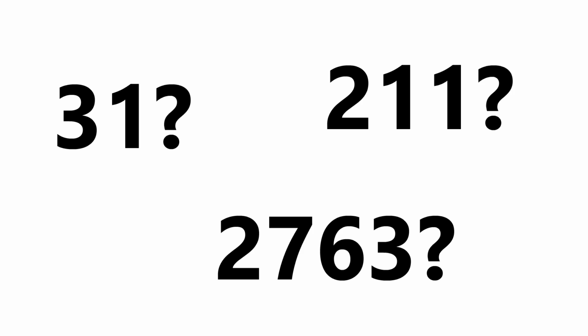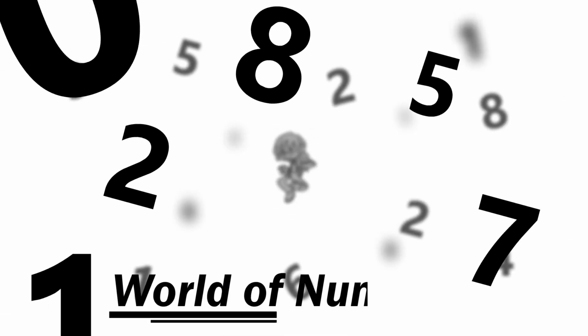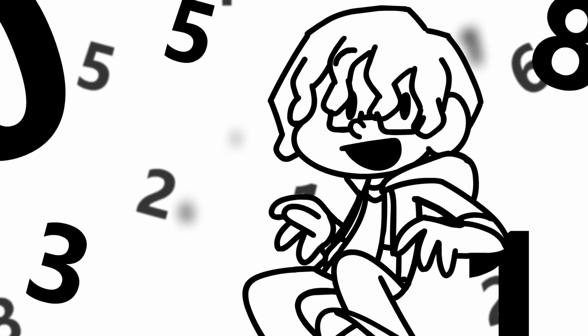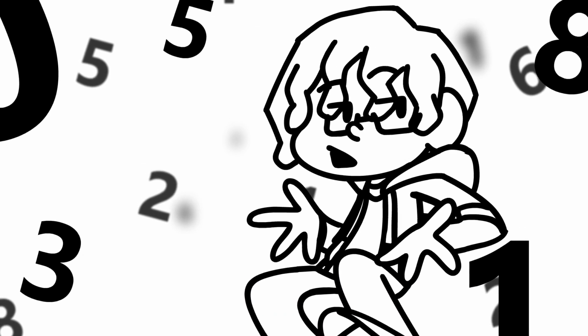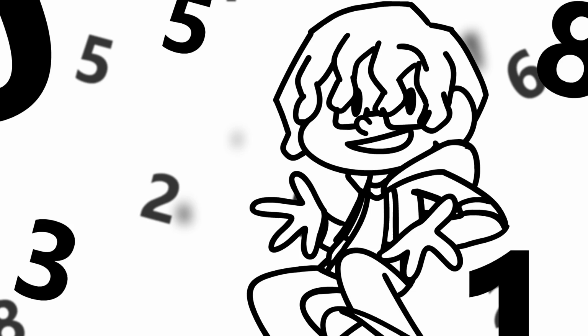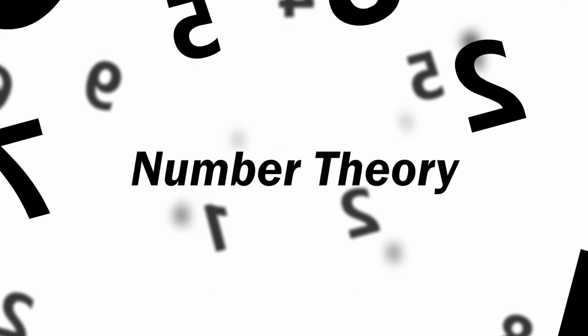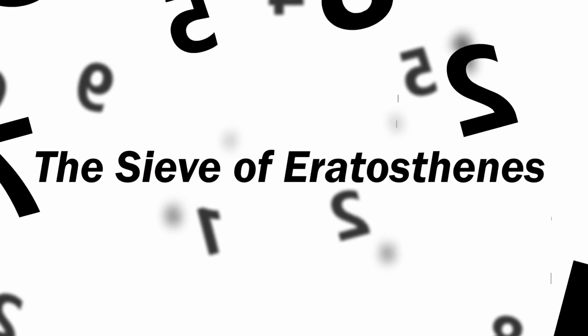Well, first, let's back up a bit. This is the world of numbers. More specifically, this is the world of integers. Since this place is relatively infinite, we're going to be here a while, so why not make some fun out of it? Using number theory, which is the study of the relationship properties of integers, we can find our prime numbers by using the Sieve of Eratosthenes.